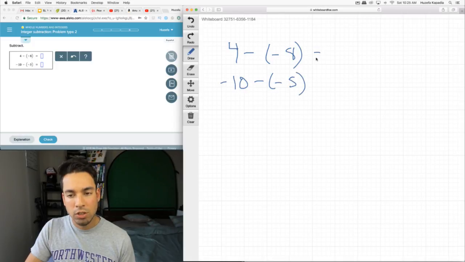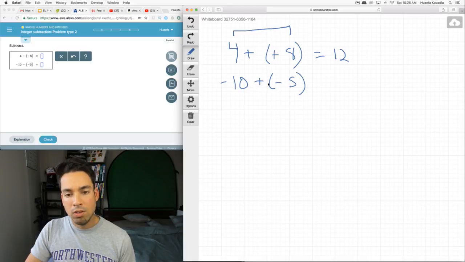So now something interesting is happening. When we've got a minus and a minus, these two guys kind of cancel out. Sometimes I write a double plus. Some people combine them and turn it into one big plus sign. The bottom line is these nullify each other, and this just becomes an addition problem. So it's just 4 plus 8, which is 12.